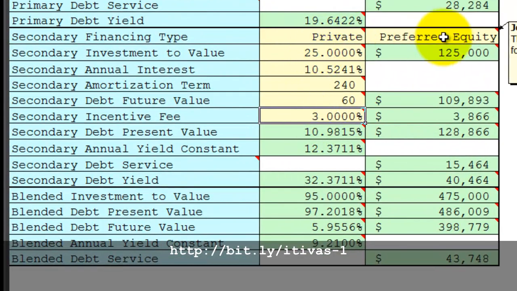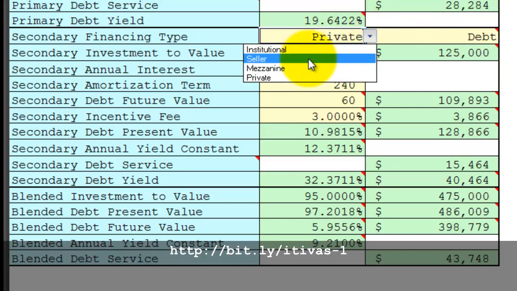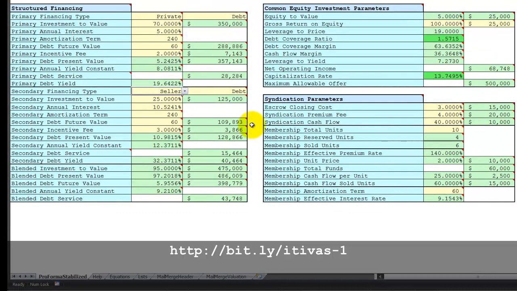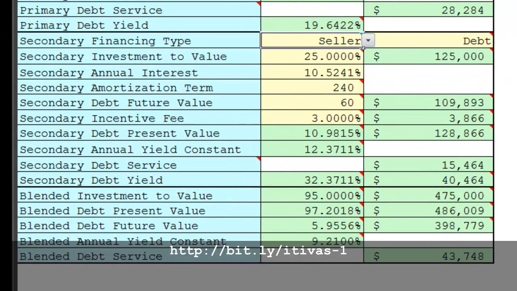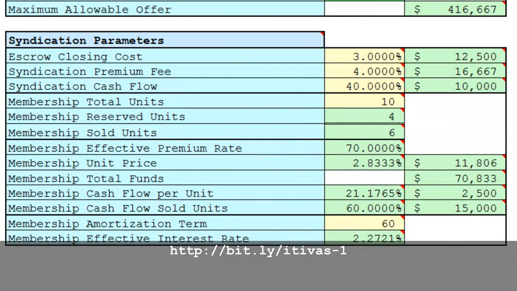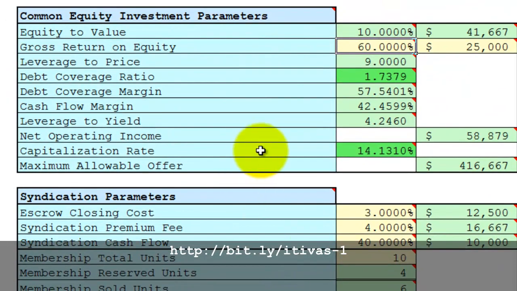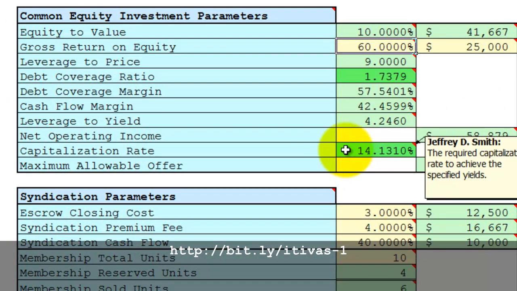And let's say that this is not preferred equity. Let's say that it is debt, and it is seller financing debt. And let's change the amount of seller financing to 20%. Change the gross return on equity to about 60%. And now we can see that the cash flow per unit return on investment is now 21.1765%. That's about as low as you want to go. However, the capitalization rate has now risen to 14.13%.